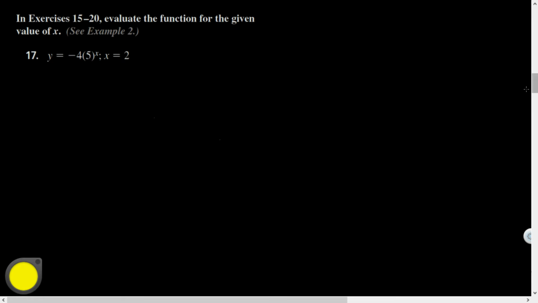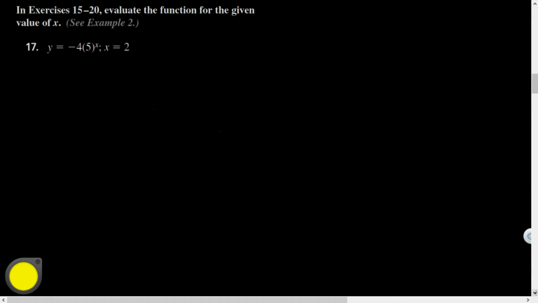Okay, here we go. Evaluate the exponential function. So I want to plug in 2 for x. And notice this is exponential because the variable is in the exponent. Also notice this little colon here, so you made sure that that wasn't all part of one function. So y equals -4 times 5 to the x, with x equal to 2.